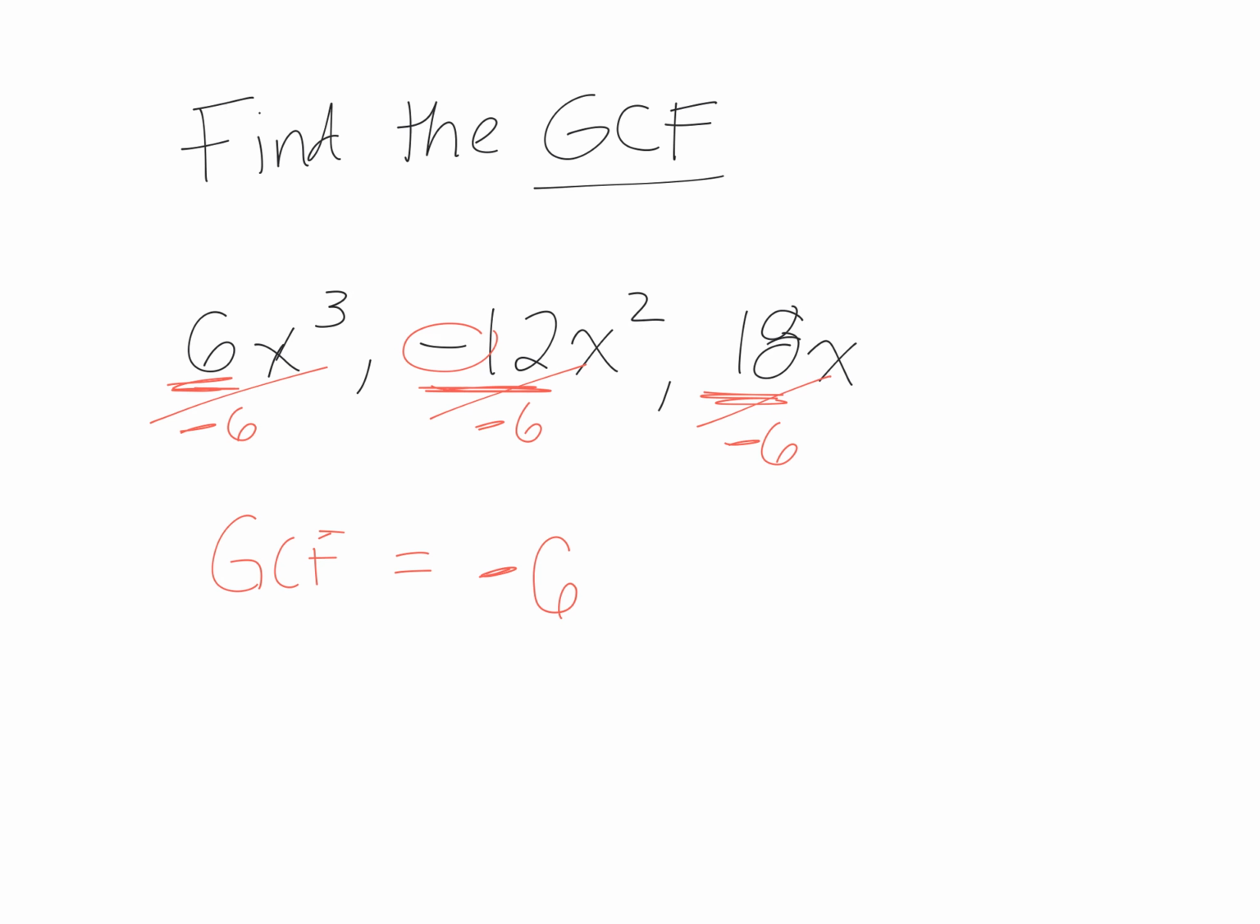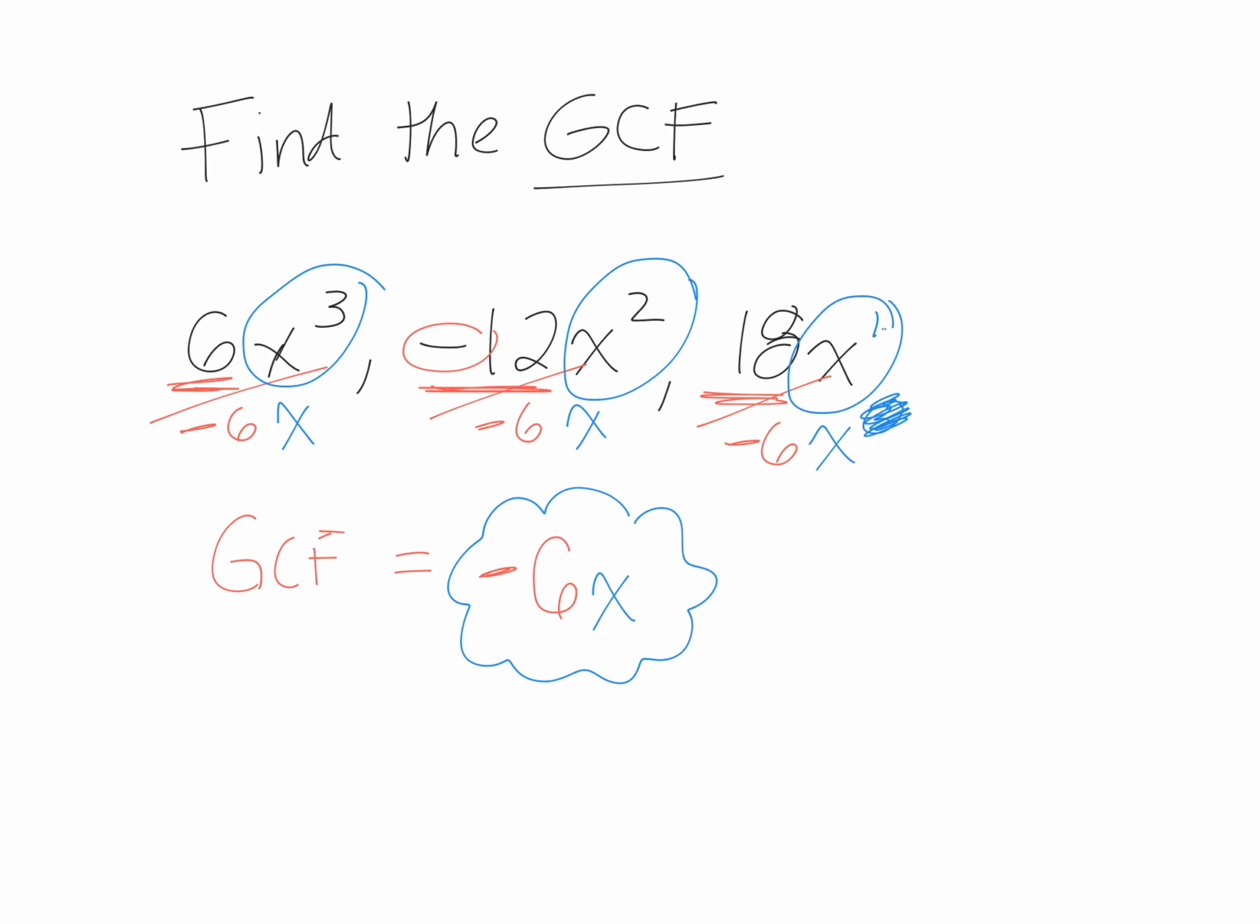Now, let's look at the variables. We have x to the power of 3, x to the power of 2, and x, if there's no exponent, it's to the power of 1. What can I divide all of these by so that I won't get a negative answer? What is the common variable? X. Okay, I can't divide this one by x to the power of 3 because 3 is higher than 1, so it's just x. So the greatest common factor is negative 6x. Does that make sense?